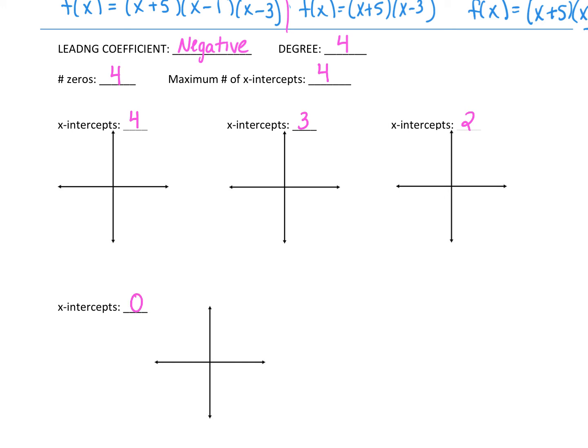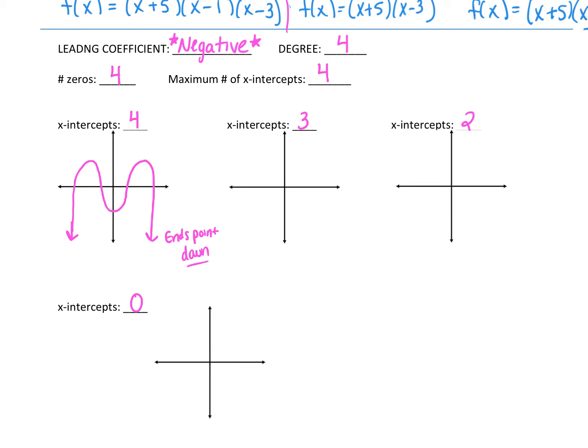So if I have a graph with 4 x-intercepts, that means it's going to cross the axis 4 times. 1, 2, 3, 4. And notice how I drew my graph. Since I have a negative leading coefficient, my ends point down. So kind of keep that in mind.